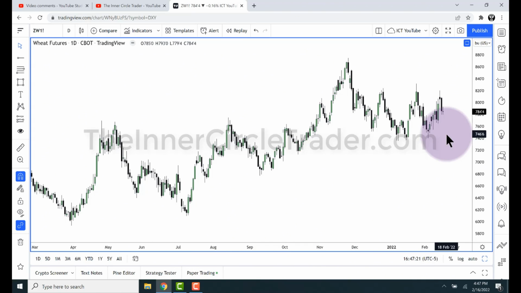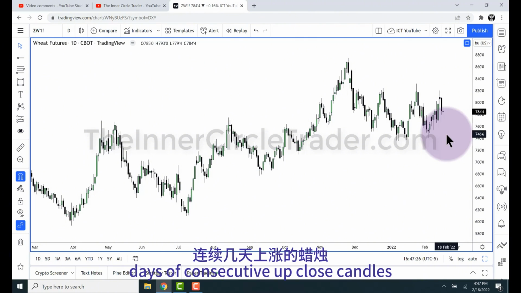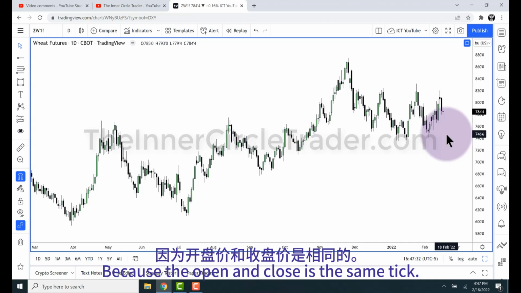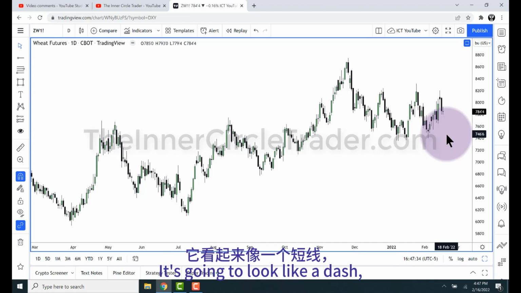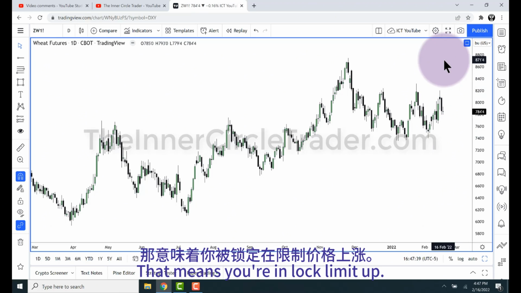You cannot get in it. You cannot get out of it. And I think we're going to see days of consecutive up close candles where there's no body at all. The open and close are the same tick. It's going to look like a dash. A dash means you're in lock limit up.